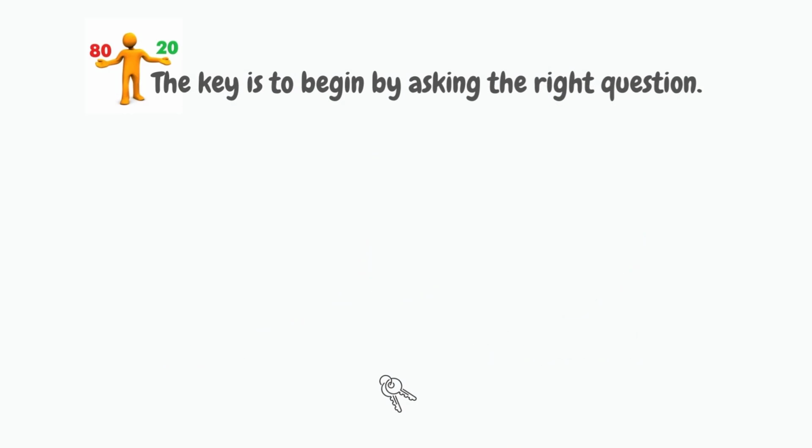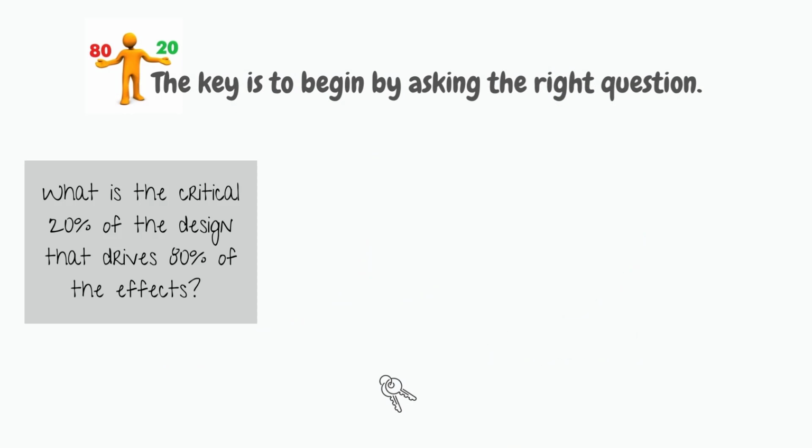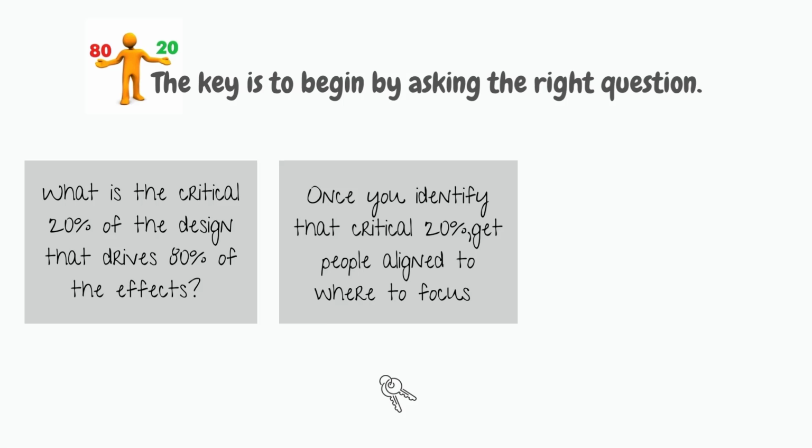The key is to begin by asking the right question. What is the critical 20% of the design that drives 80% of the effect? Once you identify that critical 20%, it is easier to get people aligned to where to focus time and resources.